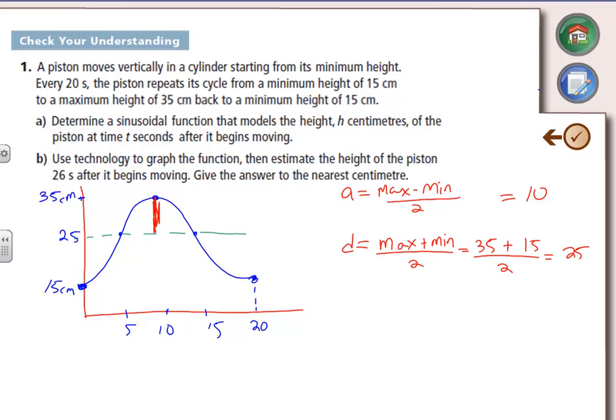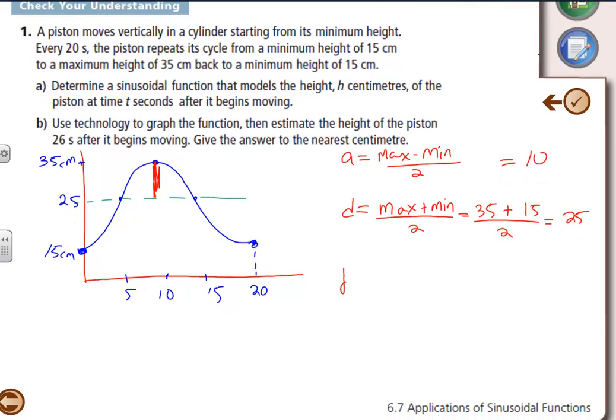The next one to do is your B value. The B is 2 pi divided by the period. Always got to use radians in this calculation here. Our period is how often or how long does it take to get back to the same point? And they told us every 20 seconds. So we've got then 2 pi over 20, which is going to be pi over 10.